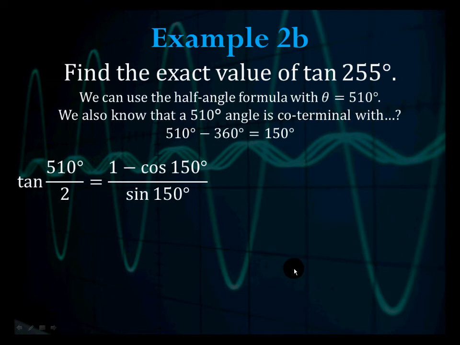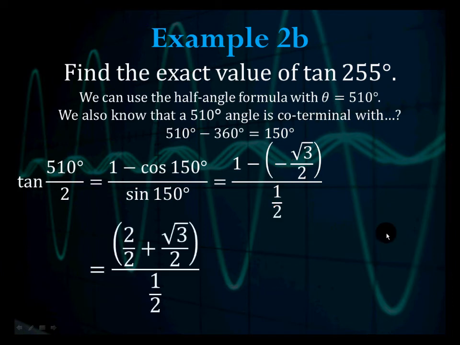Now, let's solve this problem using these values instead. The cosine of 150 is negative radical 3 over 2. The sine of 150 is 1/2. Now, we'll combine these into one expression. 1 is 2 over 2, so this becomes 2 over 2 plus radical 3 over 2. Now, we just multiply the top and bottom by 2. That knocks out the 1/2, and at the top you're left with 2 plus radical 3.